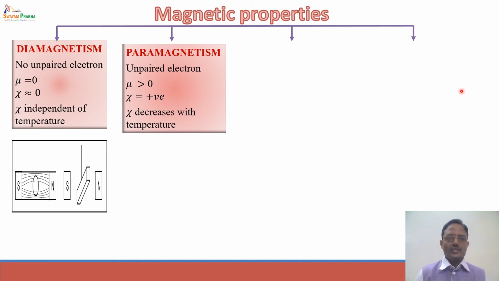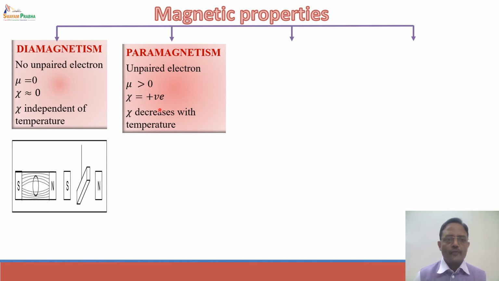Coming to paramagnetism or paramagnetic substances, the second type of magnetic property. This is shown by those compounds or substances which have at least one unpaired electron. An unpaired electron generates its own magnetic field and tries to align itself in the direction of the applied magnetic field. As a result, the magnetic moment is always some positive value, greater than 0. Similarly, it has a significant, positive value of magnetic susceptibility chi.